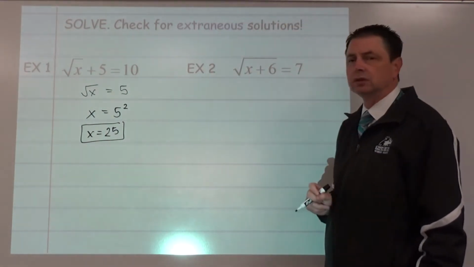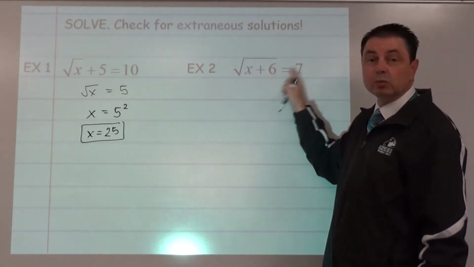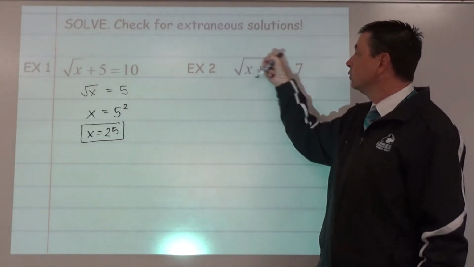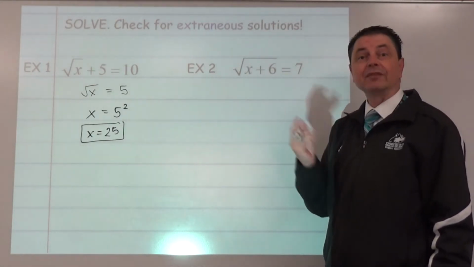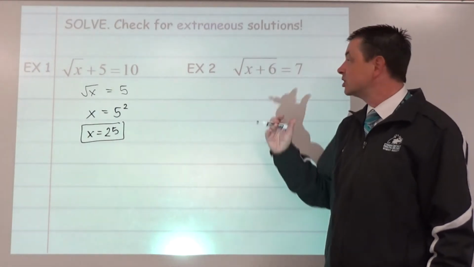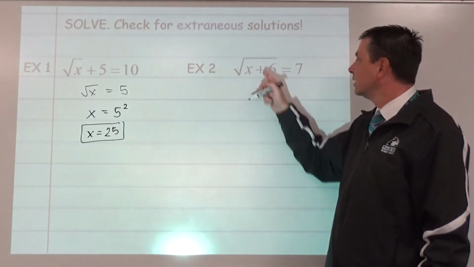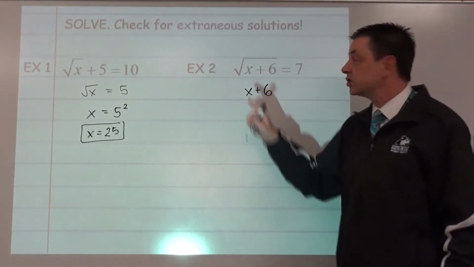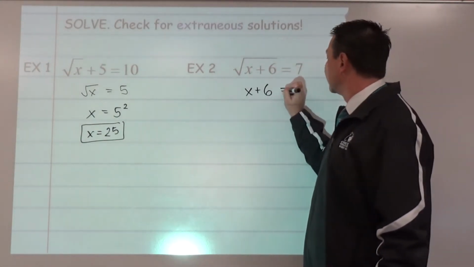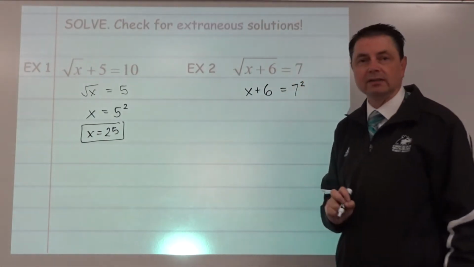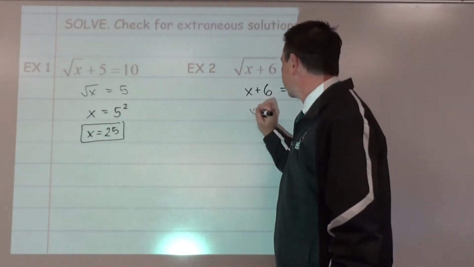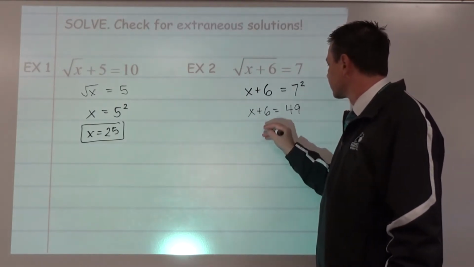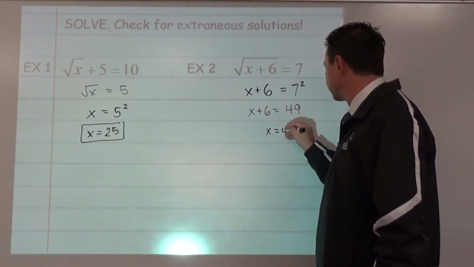Example number 2. This one's a little bit different. I cannot subtract the 6 because it's buried inside of the root. So I have to undo the root first, which means I have to use the inverse. The inverse of a square root is to square both sides. If I square the left, I just get the radicand, which is the part that's underneath. I need to square the right. x plus 6 is equal to 49. Subtract 6, x is equal to 43.